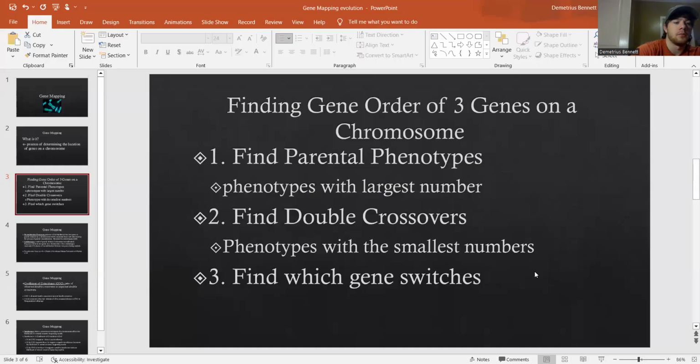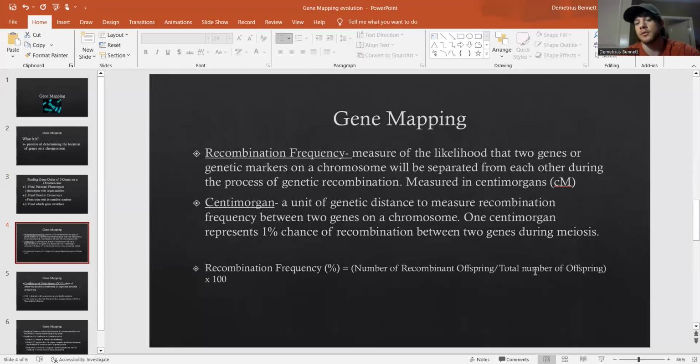So if we go back to the slides here, the recombination frequency is the measure of the likelihood that two genes or genetic markers on a chromosome will be separated from each other during the process of genetic recombination, and this is measured in centimorgans. This is probably a new unit of measurement for most people. It's a unit of genetic distance to measure recombination frequency between two genes on the chromosome. You can think of one centimorgan as representing a 1% chance of recombination between two genes during meiosis. So the distance is a percentage.